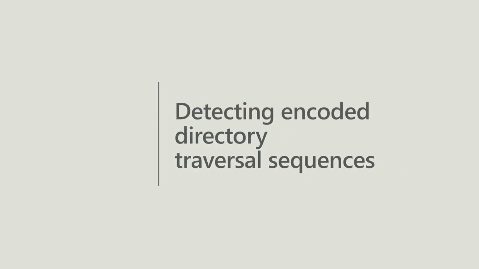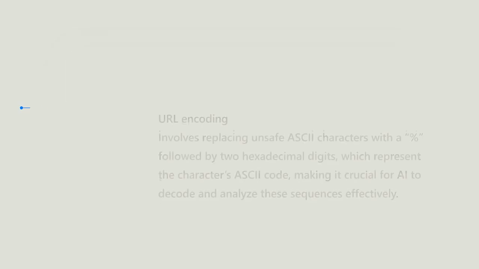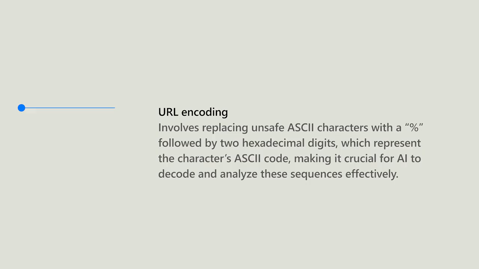Firstly, it can be trained to recognize various encoding schemes used in directory traversal attacks. For example, an attack might use URL encoding, double URL encoding, or even UTF-8 encoding. By learning these patterns, the AI can detect attacks that evade traditional detection methods. URL encoding, also known as percent encoding, involves replacing unsafe ASCII characters with a percent sign followed by 2 hexadecimal digits, which represent the character's ASCII code, making it crucial for AI to decode and analyze these sequences effectively.